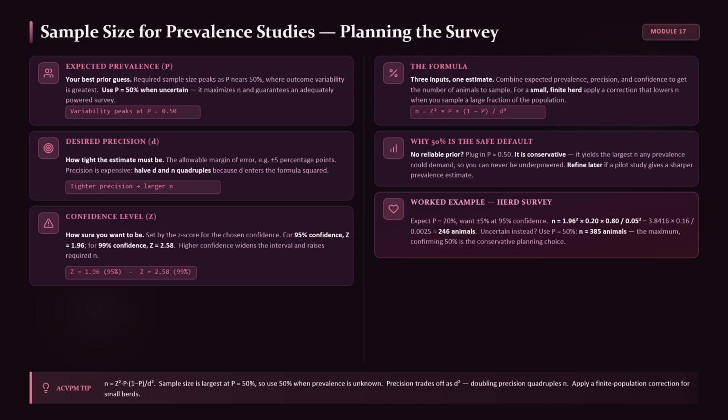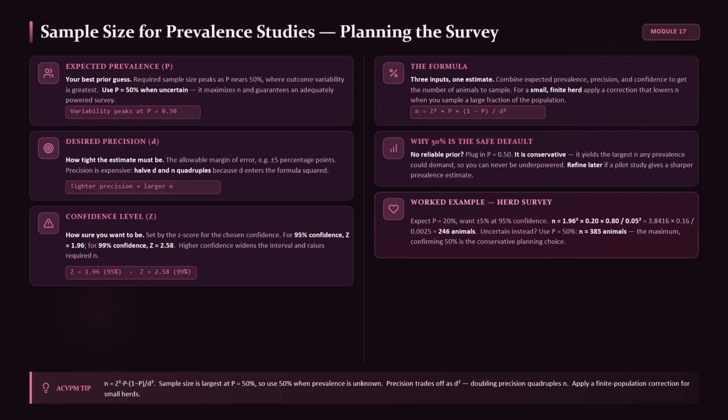Let's work an example. Suppose you expect 20% prevalence and want to be within plus or minus 5 points at 95% confidence. Sample size is 1.96 squared, that's 3.8416, times 0.2 times 0.8, which is 0.16, divided by 0.05 squared, which is 0.0025. Work it through and you get about 246 animals.